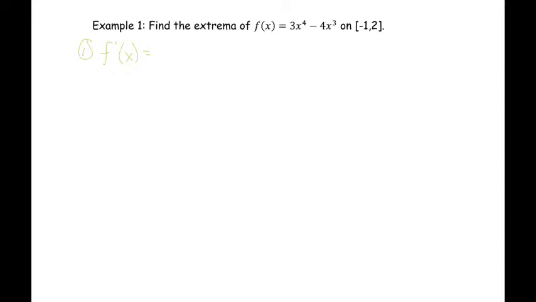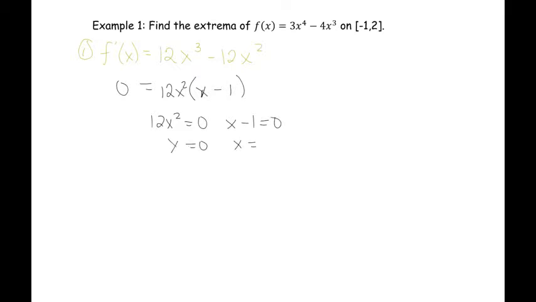So the derivative, we bring down the 4 and we get 12x to the third, and then we bring down the 3 and we get minus 12x squared. We're going to set this equal to 0, and factor out 12x squared, and we get 12x squared times x minus 1. Setting that equal to 0, I have 12x squared equals 0, and x minus 1 equals 0. So in this scenario, x will equal 0. In this scenario, x will equal 1.